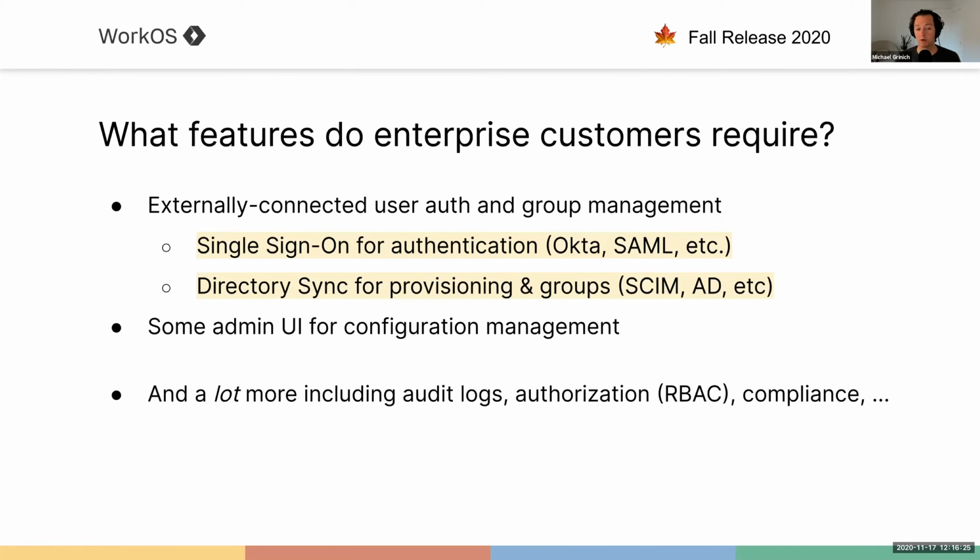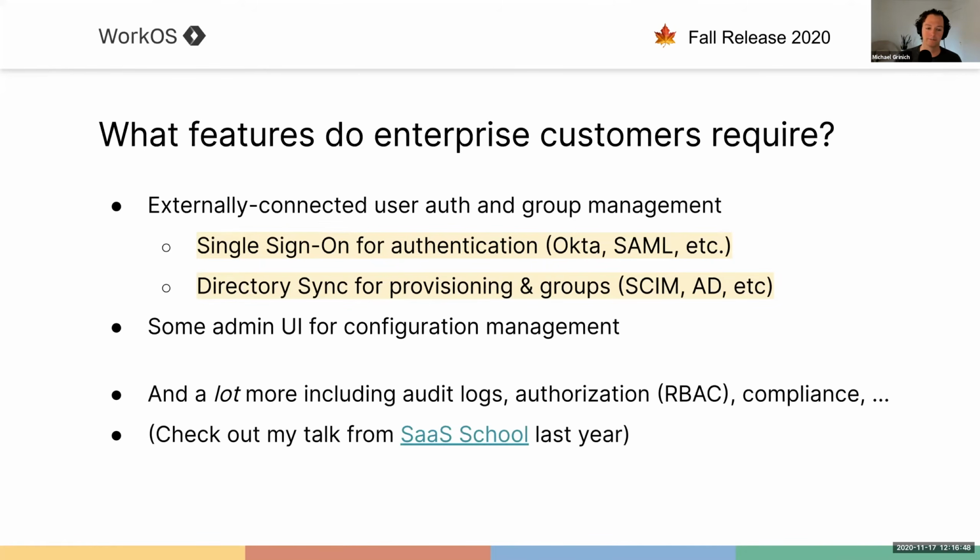So there's a lot more under the features around becoming enterprise ready. Like I mentioned, audit logs is a big one. Authorization, which is separate from authentication, just a little counterintuitive sometimes, but access control policies, compliance features, security, the list goes on and on and on. Feature release management, invoicing, all this stuff. But really, these first two that I mentioned, user auth and group management, are the core. So if you're interested in this stuff, I gave a talk last year at SaaS School about it. It goes into a lot of detail, but we're just going to focus on these today.